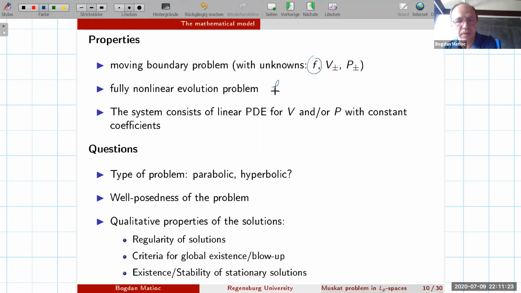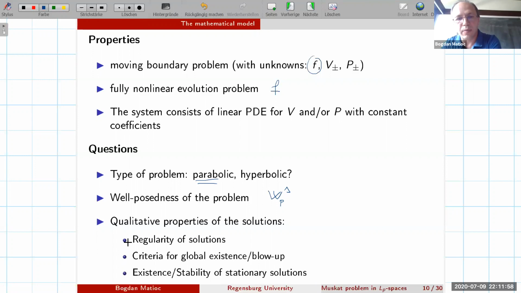And the important observation was that the first 6 equations are linear with respect to V and P, and in fact have constant coefficients. So a question one may ask when considering this problem for the first time is the type of the problem. You will see that the problem is parabolic, and we will use this parabolicity to prove well-posedness of the problem in L^p-based Sobolev spaces W^s_p.